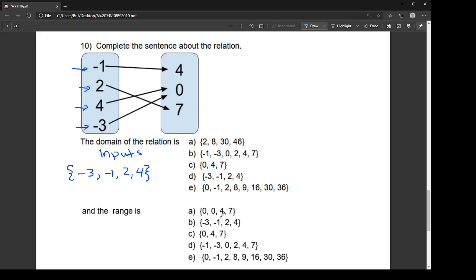Now another thing worth mentioning is if there is more than one of something, say for example there's a second -1 in here, I would only list it once. Okay, so if there's any repeats, only list it once. So the domain that I wrote out does match D.